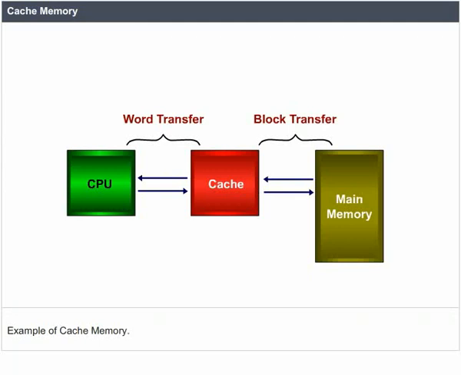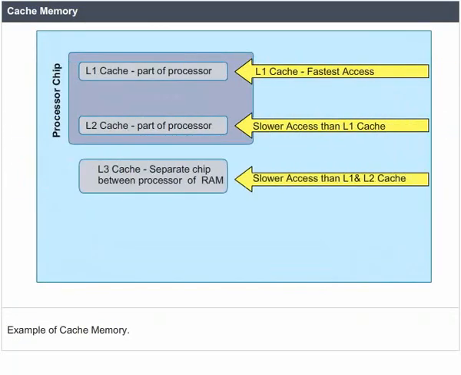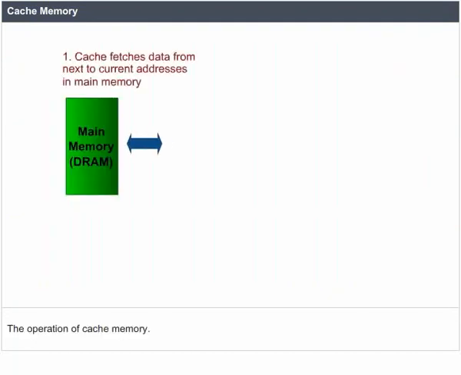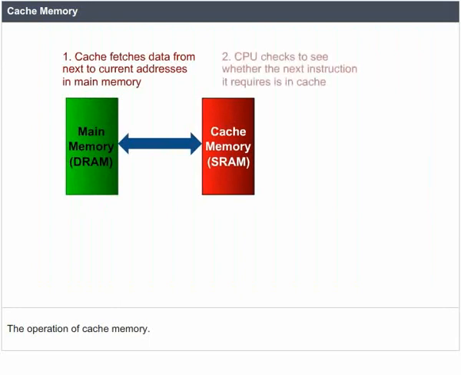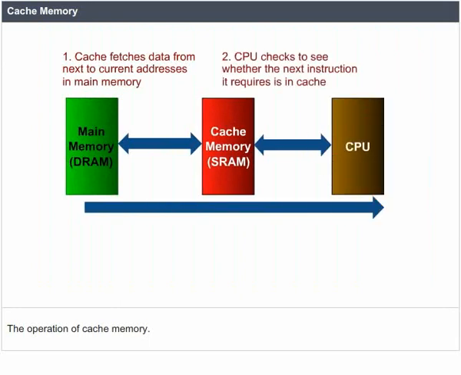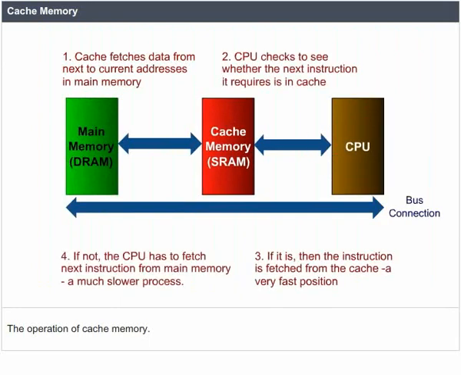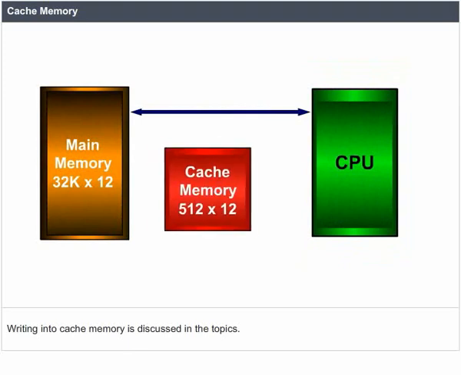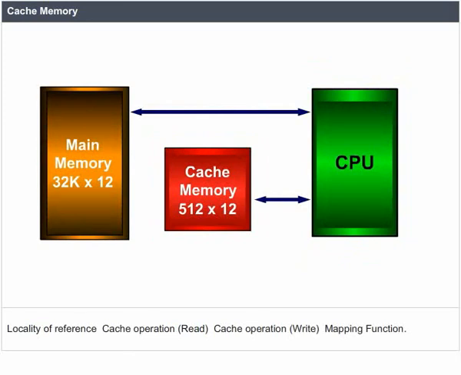Example of cache memory. The operation of cache memory. Writing into cache memory. Writing into cache memory is discussed in the topics Locality of Reference, Cache Operation Read, Cache Operation Write, and Mapping Function.